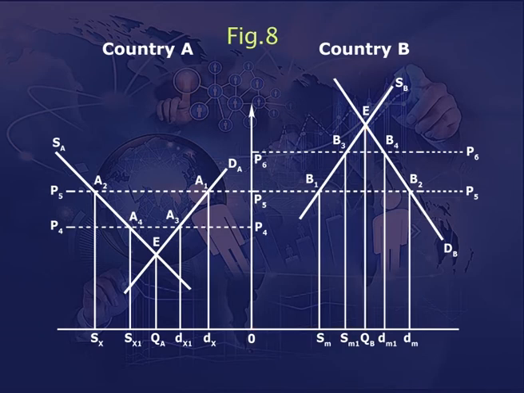When trade begins, A will export steel to B. As a result, the price rises in country A and falls in country B. For the market to clear under perfect competition, there has to be the same price in both the countries. It is shown by the horizontal lines P5, P5. This line cuts the DA and SA curves of country A at A1 and A2, and the SB and DB curves at country B at B1 and B2 respectively.